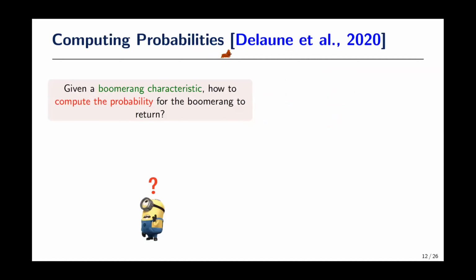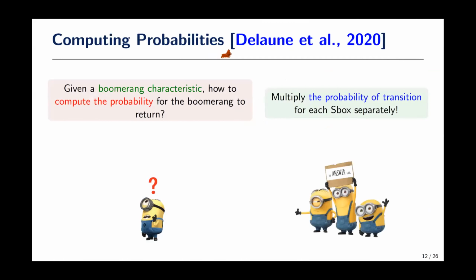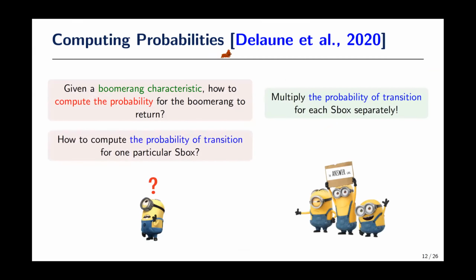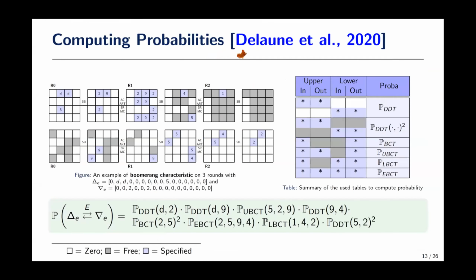So when given a boomerang characteristic, how do we compute the probability that the boomerang returns? Just multiply the probability of transition for each block. But how can we compute the probability of transition for one particular block? That uses a differential table. So here we give an example of a boomerang characteristic on 3 rounds, and we need to compute the probability that the boomerang returns.